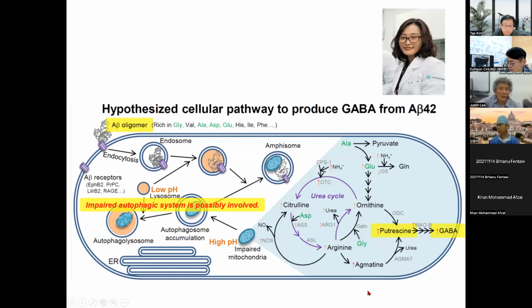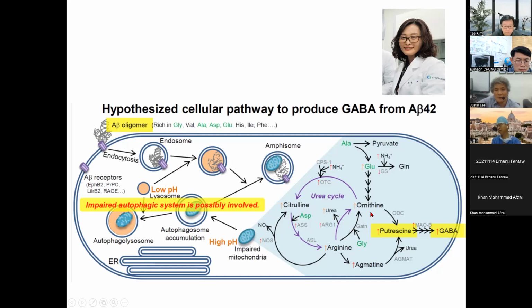At that time, we developed this metabolic pathway starting from the A beta oligomer, taken up through endocytosis and goes through the autophagy system, and autophagy to lysosome, autophagolysosome. And then this degradation of the protein leads to production of amino acids and ammonia. And then this turns on the urea cycle.